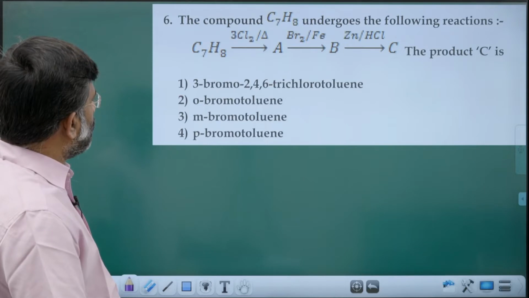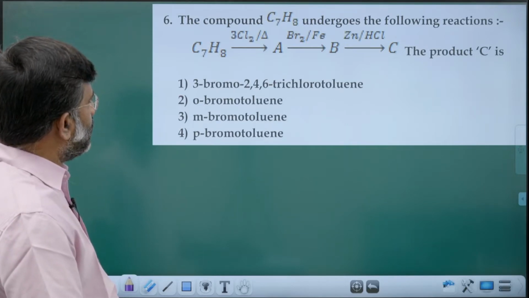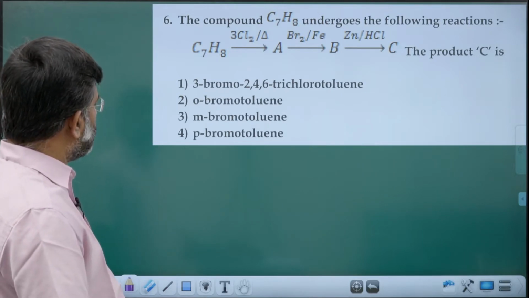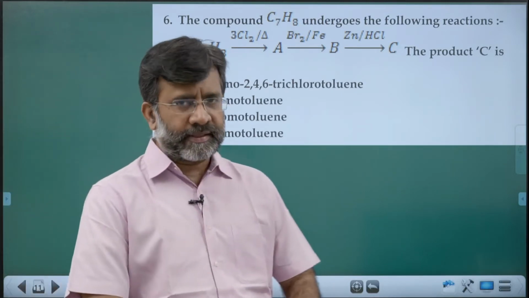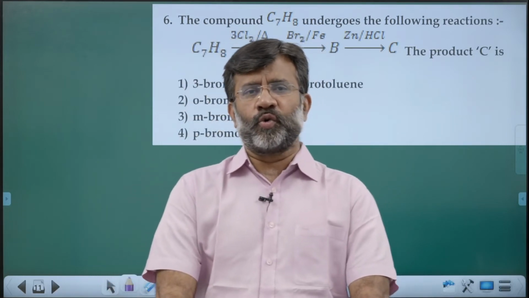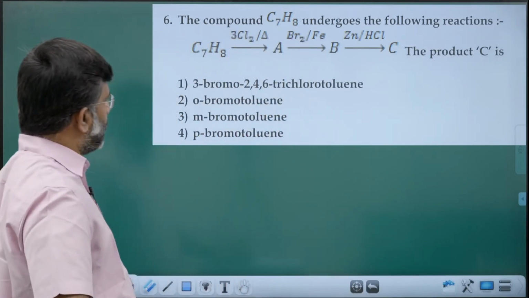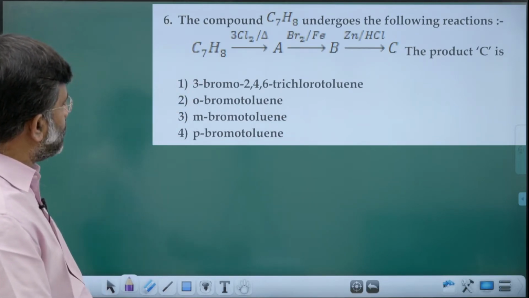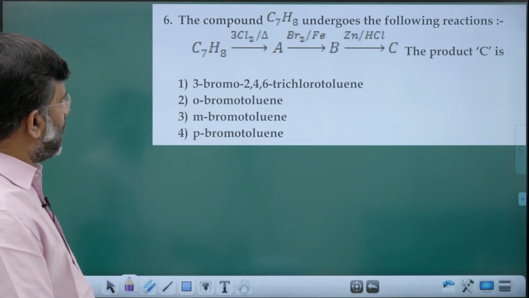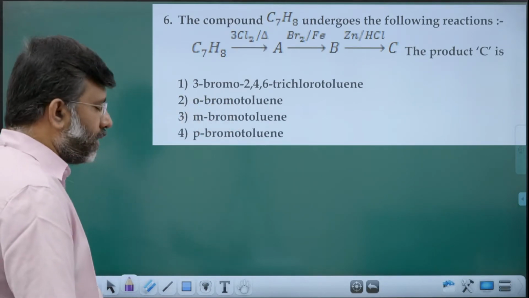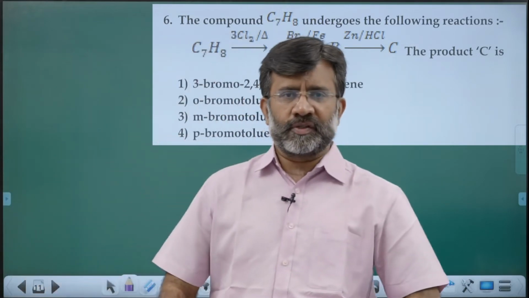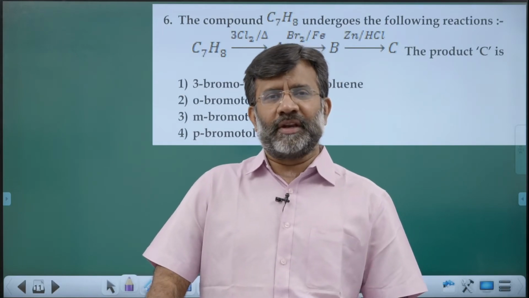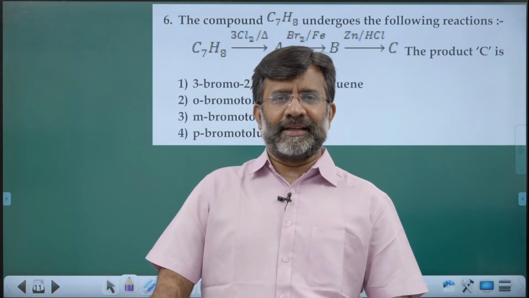C7H8 with chlorine, then bromine with iron, then zinc with HCl. What is the product obtained? C7H8 is simple to understand: toluene. Toluene is chlorinated in the presence of heat or light, then bromine with iron, then zinc with HCl. All of you understand, I believe, the first reaction is free radical halogenation, the second reaction is electrophilic substitution, and the final reaction is reduction.